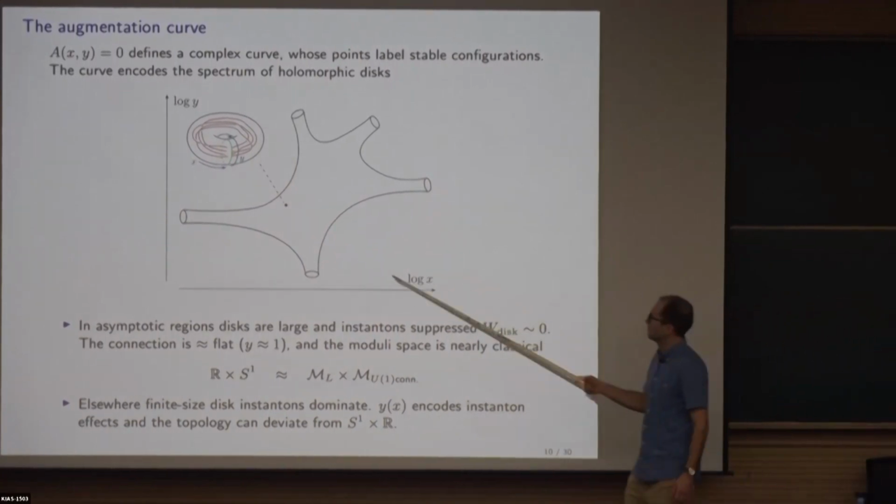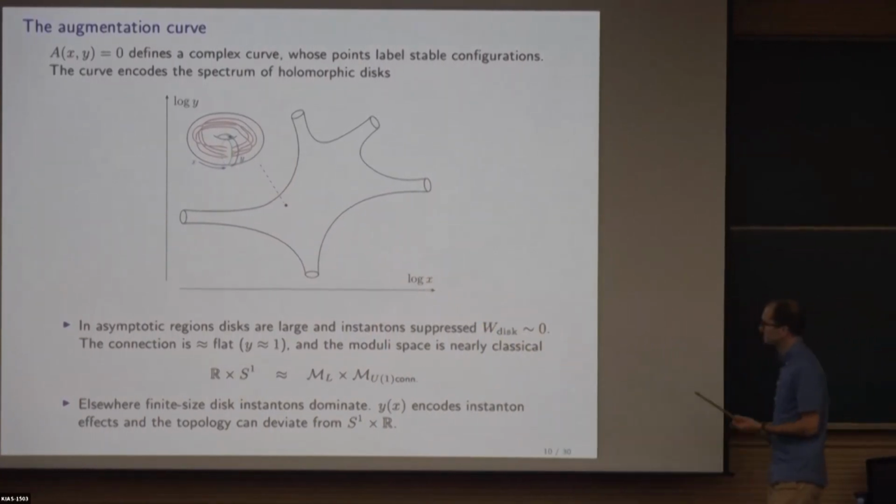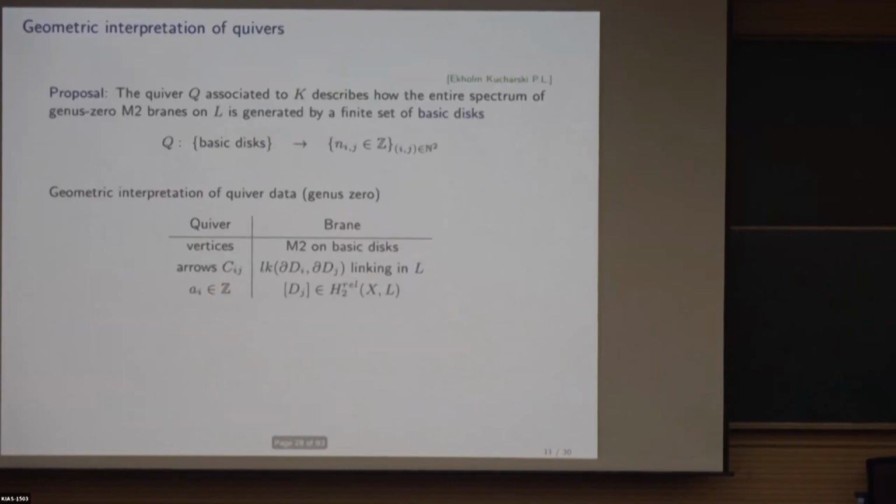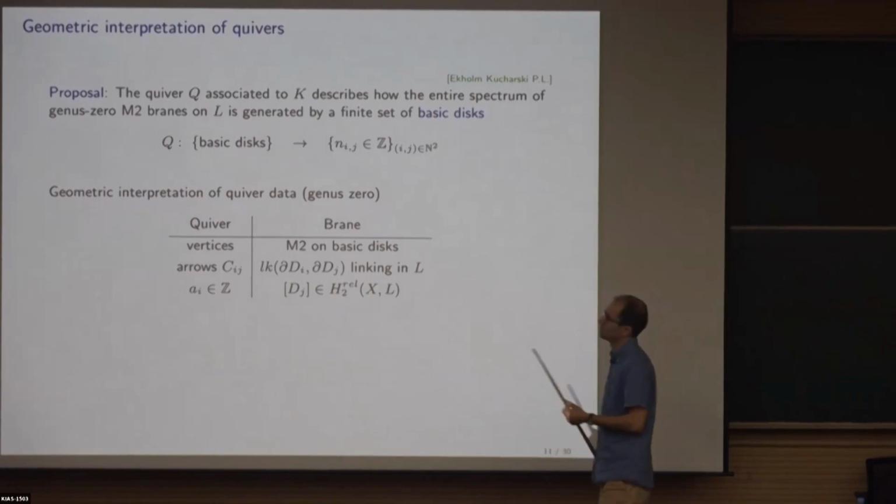In the interior, though, this picture is modified by the disk instantons. And so in general, this curve is not a cylinder, but a more complicated curve. OK, so I've only talked about the genus 0 picture so far, but let me formulate the proposal, and later we'll elaborate on this.